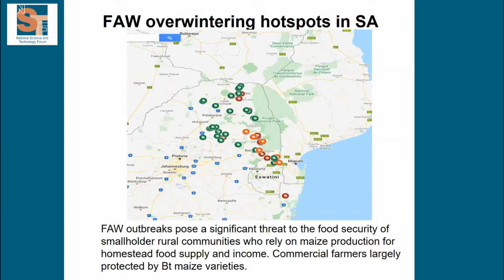The fall armyworm is now endemic in these areas, and this is causing these foci for future infestations in the summer. The green dots were surveys in 2019, and the red dots were surveys in 2020. The commercial farmers are largely protected by their BT maize varieties, but we are seeing damage to single BT gene varieties, but the multi-stack are giving good protection so far.